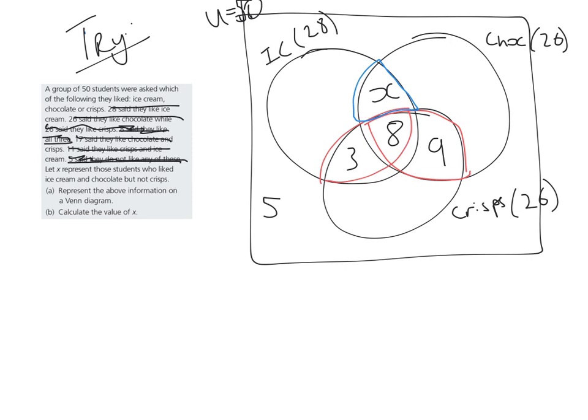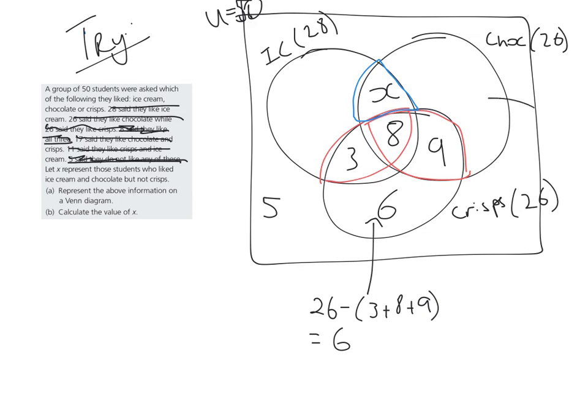And now we can still do what we're always used to doing, which is figuring out the outside parts. So if we do the crisps bit first, because that's the easiest, we can just do 26 minus 3 plus 8 plus 9. So that's going to give us 26 minus 20, which is equal to 6. So we can fill that in there.